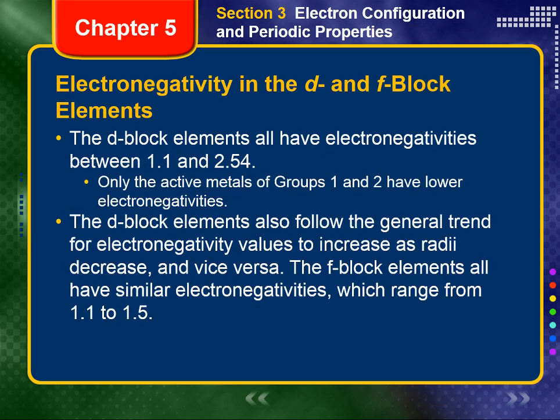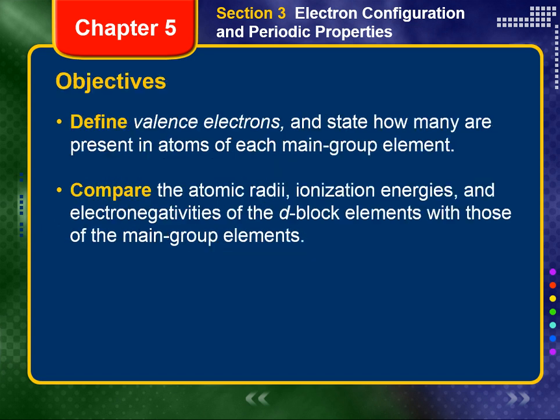Electronegativity. The D block elements all have electronegativities between 1.1 and 2.54. Only the active metals in groups 1 and 2 have lower electronegativities. The D block elements also follow the general trend for electronegativity values to increase as radii decrease, and vice versa. The F block elements all have similar electronegativities, which range from 1.1 to 1.5.